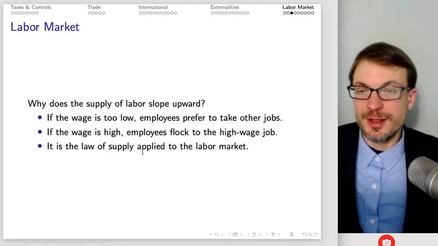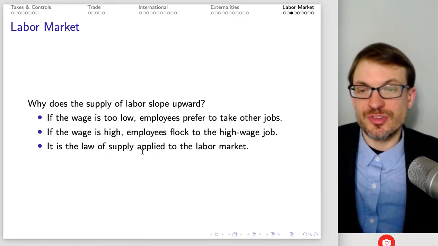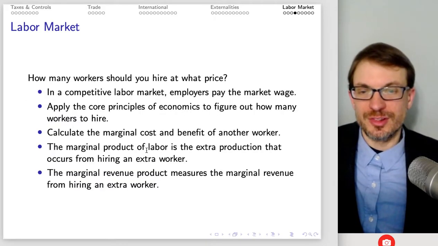Why does the labor supply slope upward? Well, if the wage is too low, employees take other jobs. If the wage is high, employees flock to the high wage job. So it's a law of supply in the context of the labor market.